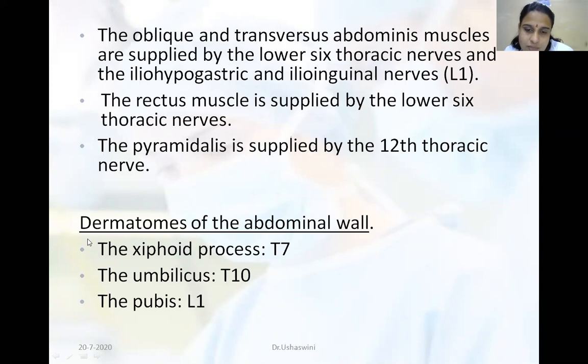Again, the dermatomes of the abdominal wall are very important. You have to know this for a better understanding of the various causes of referred pain. At the xiphoid process, it is T7. At the umbilicus, it is T10. At the pubis, it is L1.